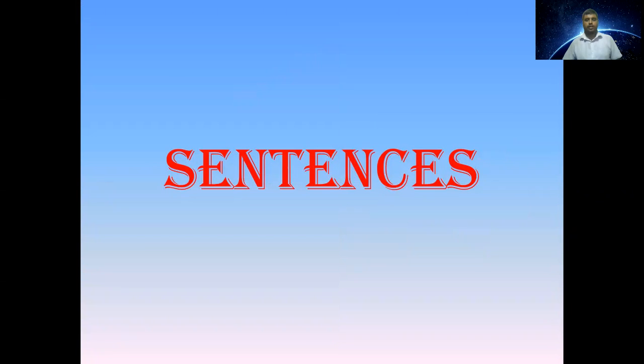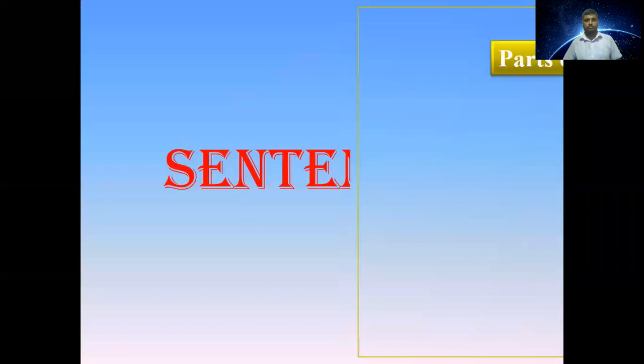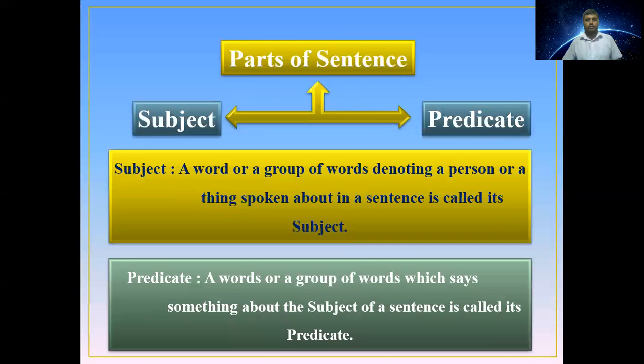My dear student, today's lesson is sentences. Parts of sentence. There are two parts of a sentence: one is subject and another is predicate. What is subject? A word or a group of words denoting a person or a thing as spoken about in a sentence is called its subject.